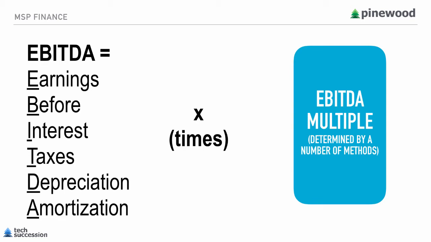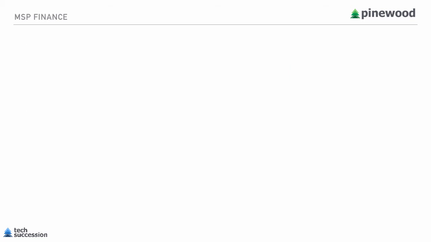And then what we do is we multiply that annualized EBITDA number by a multiple. And that multiple is typically in the IT solutions industry between 4 and all the way up to 10. And that will get you to your valuation. And so that seems like a very simplified way to do it. So let's jump into the details.